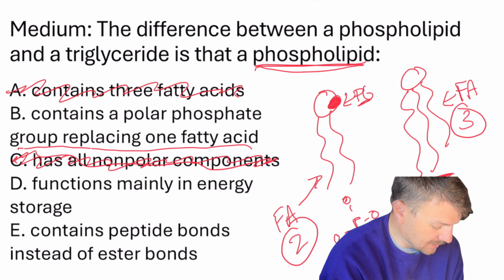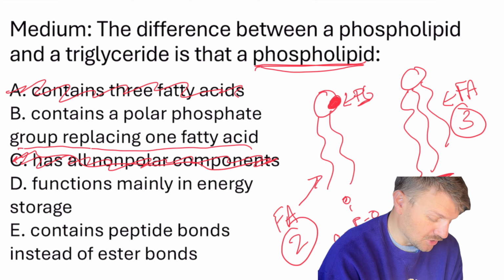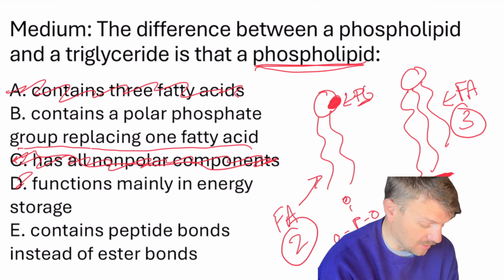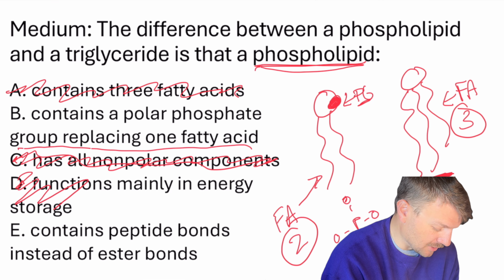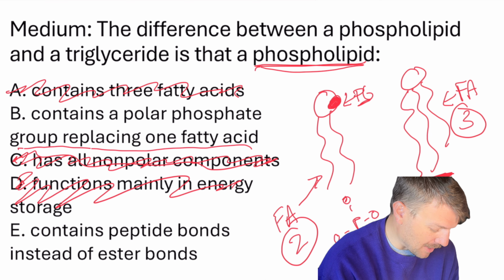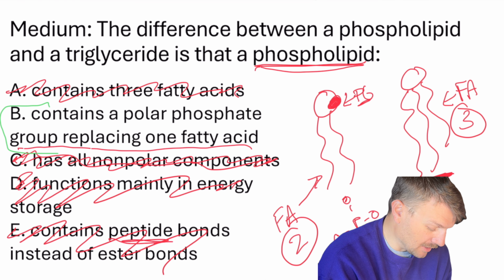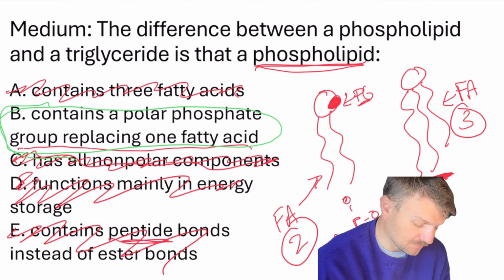I'm scratching it out. D, functions mainly in energy storage. That's talking about the triglyceride, not the phospholipid, so I'm scratching that one out. And then E, contains peptide bonds instead of ester bonds. No, peptide bonds are found in proteins, not the answer. So we're going to go with B, and that is the right answer.